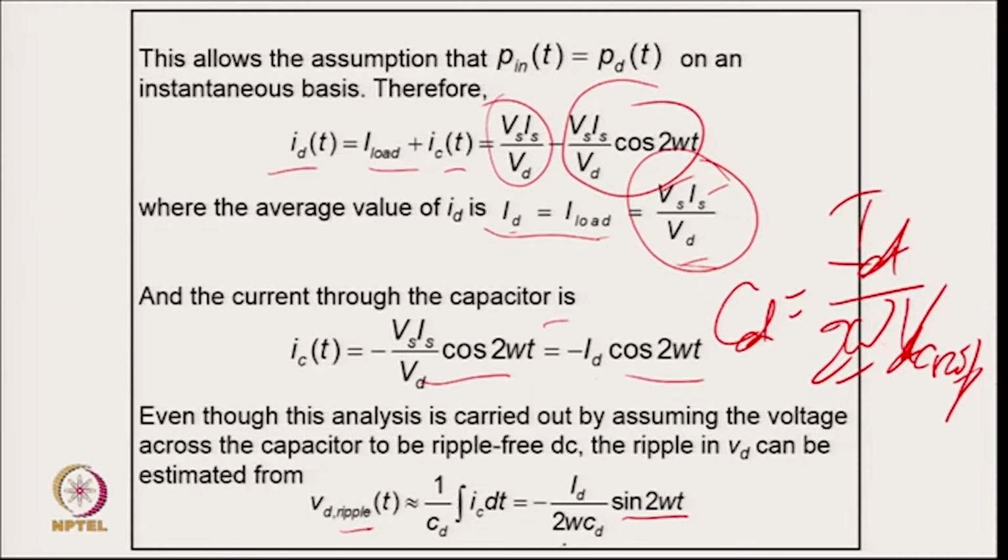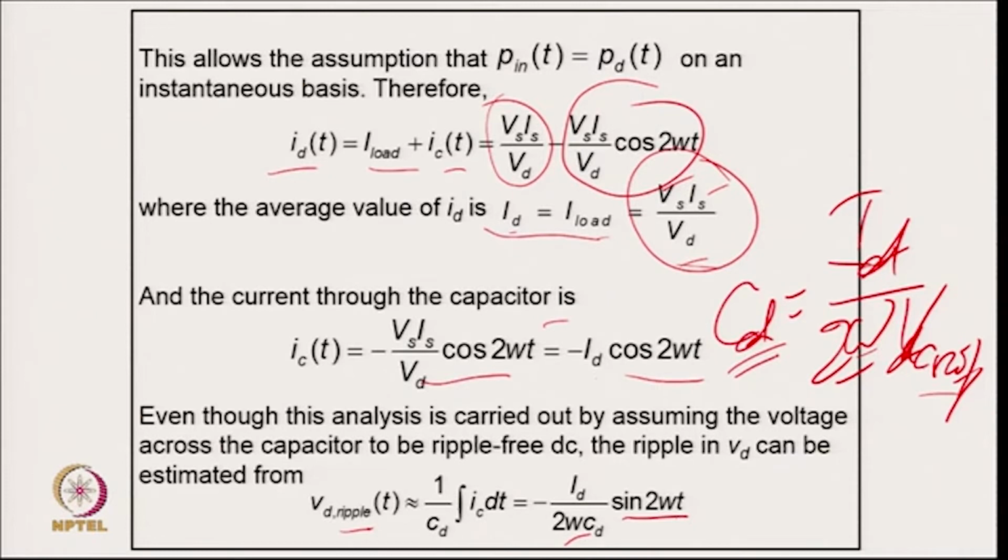Virtually, it depends on your fundamental frequency, because it is supposed to absorb the second harmonic. That gives you the capacitor design, because you know the output load current, you know the ripple you can permit, and you know your supply frequency. So, you can get the CD.